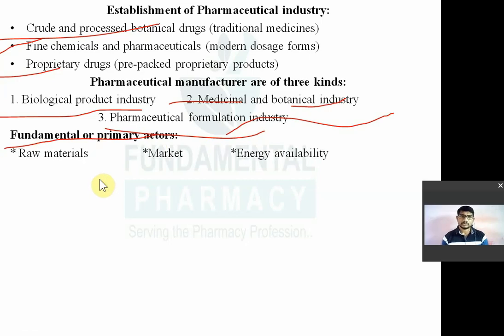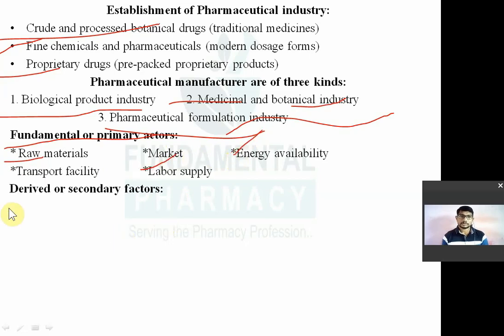So what comes in this? Look: raw material, market, energy availability, transport facility, and labor supply. Transport facility and labor supply, these are known as fundamental or primary factors to establish the industry. So you have to take these factors into consideration, whether raw material is available near you or not.